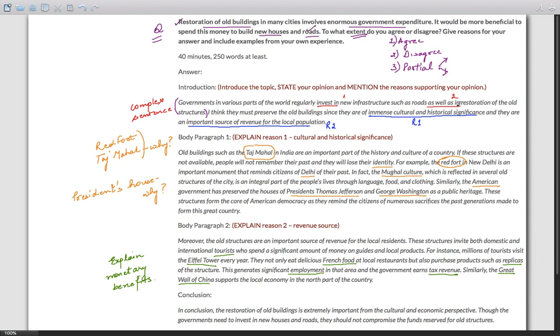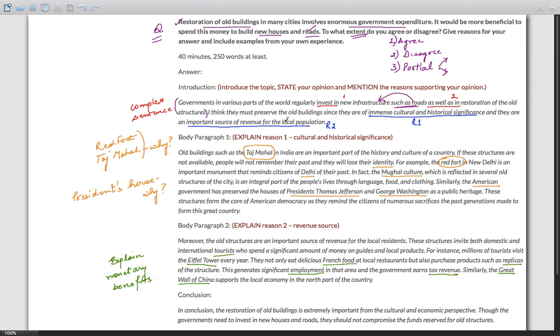Okay, building a complex sentence using proper parallelism. Invest in two things. Invest in new infrastructure, and second is in restoration. And I've connected them using 'as well as'. Please note that I've also given an example, such as roads. Roads is an example of infrastructure. So this is a proper complex sentence that IELTS people look forward to.